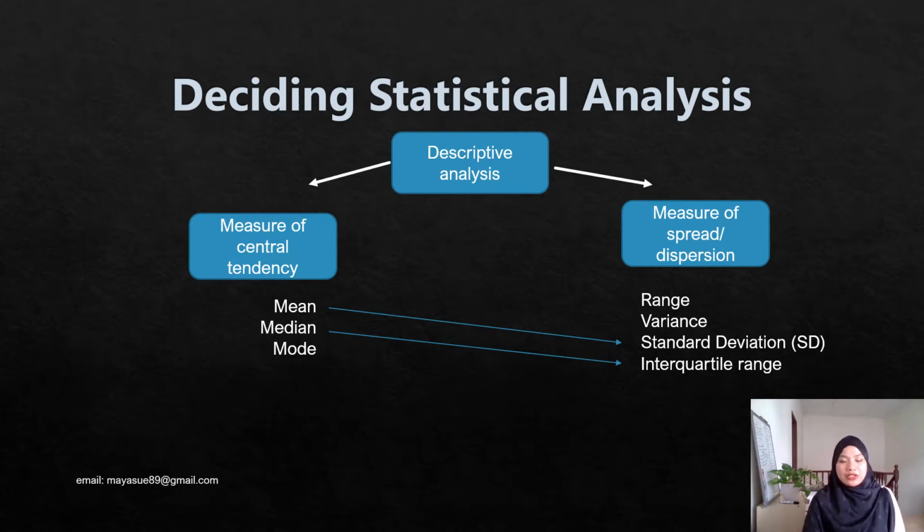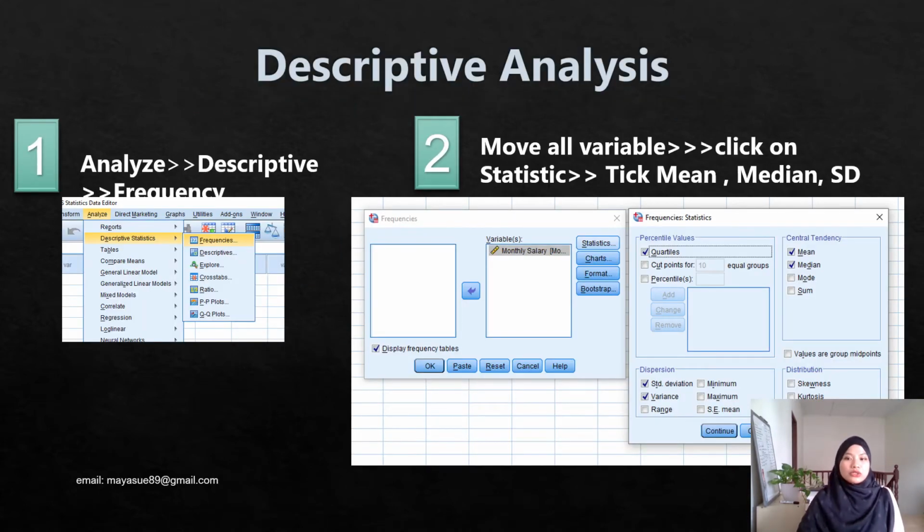For the spread or dispersion, we would like to know the standard deviation for the mean, and usually for the median we present it together with the interquartile range. How about variance? Variance is actually the square of the standard deviation, so it's enough to just report the standard deviation with the mean. For non-normally distributed data, usually we report the median and interquartile range. So this is the step for descriptive analysis.